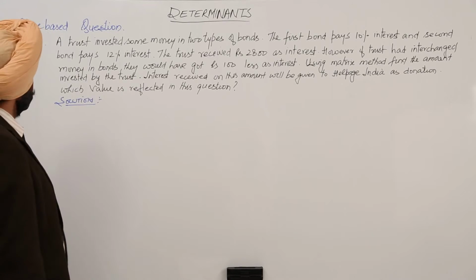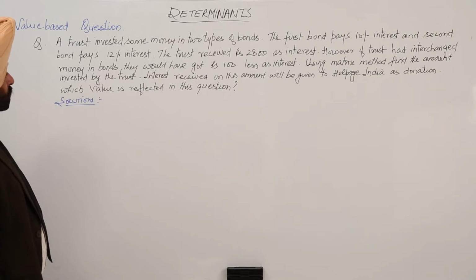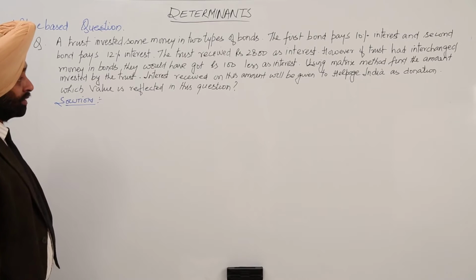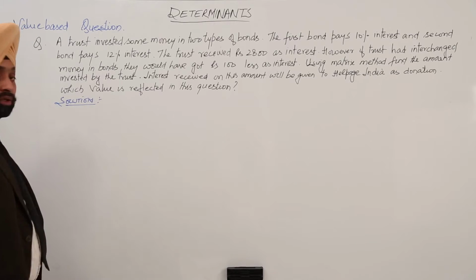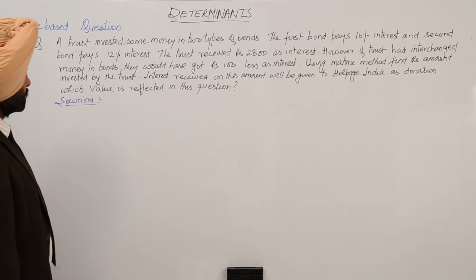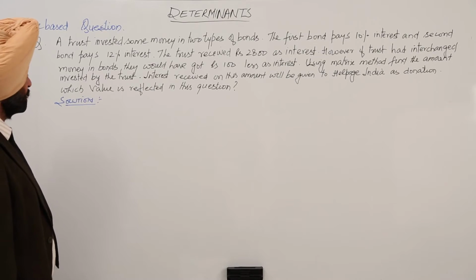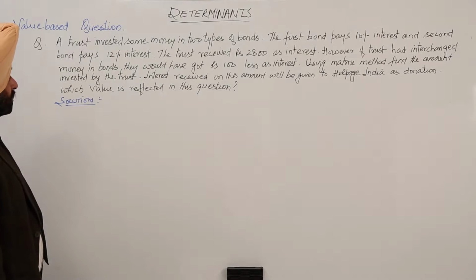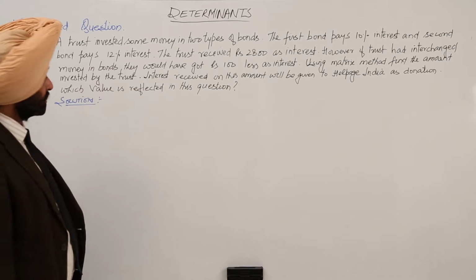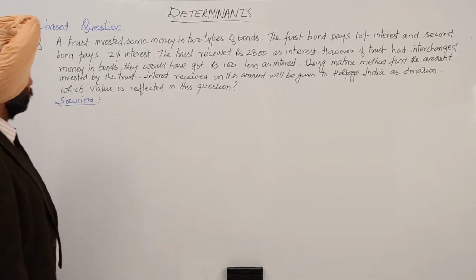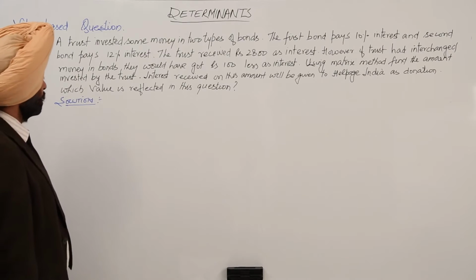Value based question. A trust invested some money in two types of bonds. The first bond pays 10% interest and the second bond pays 12% interest. The trust received rupees 2800 as interest. However, if the trust had interchanged the money in the bonds, they would have got rupees 100 less as interest. Using matrix method, find the amount invested by the trust.